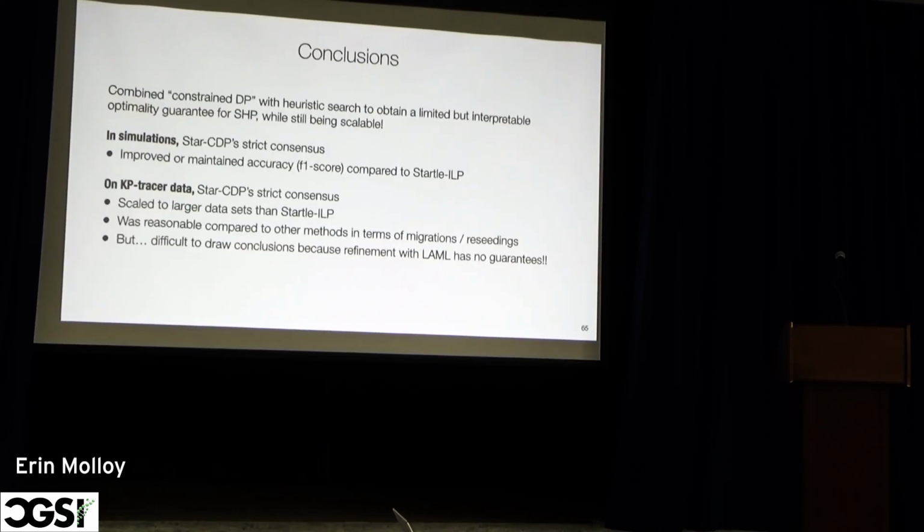And so basically, to summarize, you can use constrained dynamic programming with heuristic search to get a limited but interpretable optimality guarantee and speed things up. And in simulation, this seems to be really great. And on biological data, it's difficult to draw strong conclusions because it is very difficult to evaluate the quality of cell lineage trees in terms of migrations and reseeding.